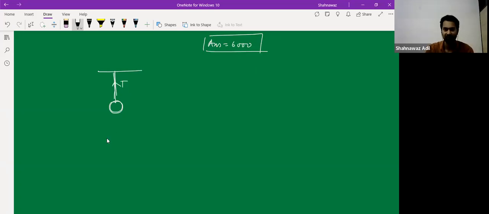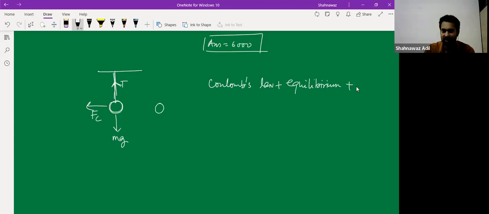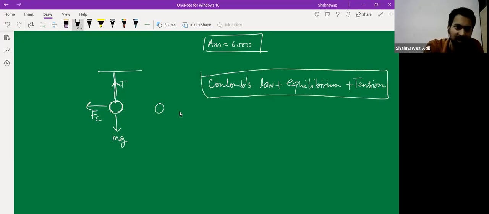Yes, Chavez. So the tension will act in this direction. This direction will have mg, right? And if there is some charge, let's say here, so there would be some forces, right? Cool. So these types of questions are based on Coulomb's law, and then equilibrium, and then you have tension, right? So we will discuss this type of question. Okay, so let us see the first question.